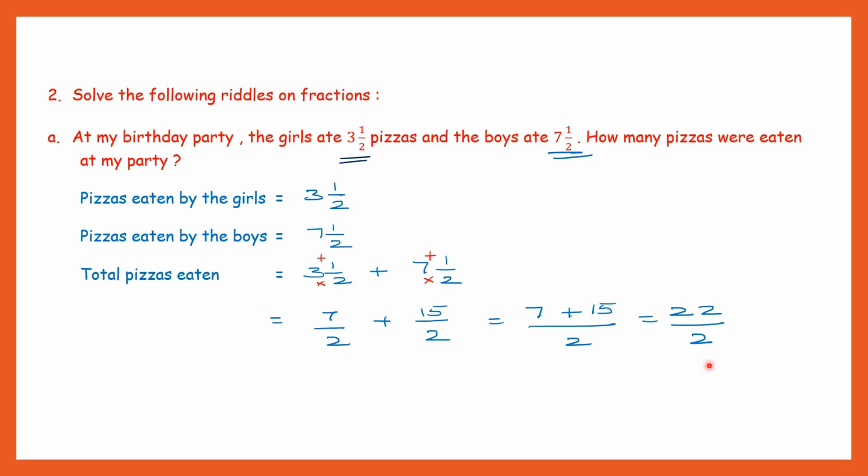Now this is an improper fraction. Let's convert it to a mixed number. So let's divide 22 by 2. 2 11s are 22. So here we're getting a whole number itself as the answer. So we don't have to write it as a mixed number because our remainder is 0. This will be our answer. So the total pizzas eaten are 11. So we can write the answer as 11 pizzas. So 11 pizzas were eaten. So this is our answer.